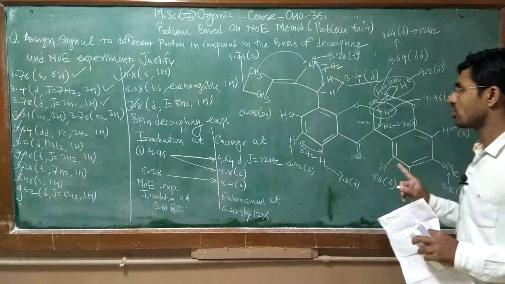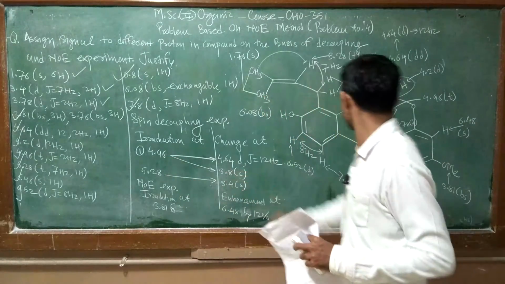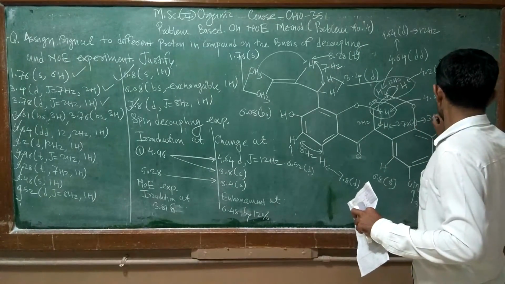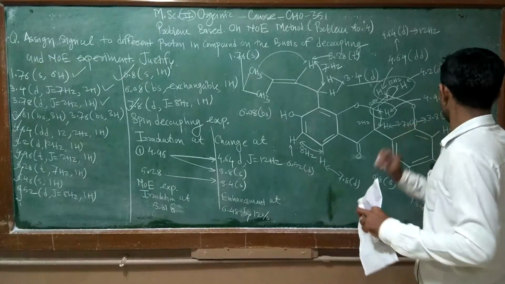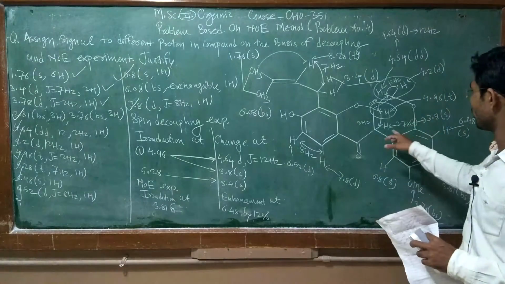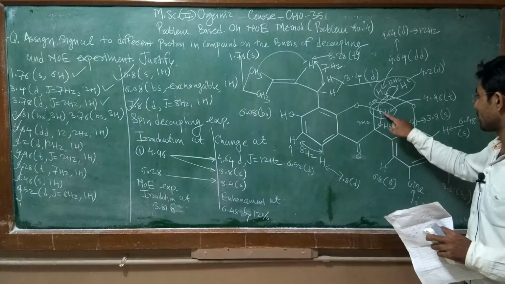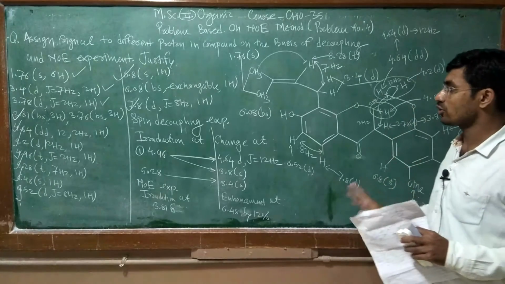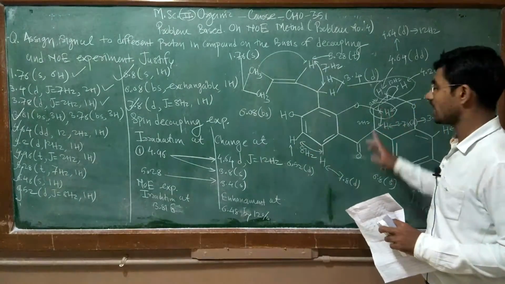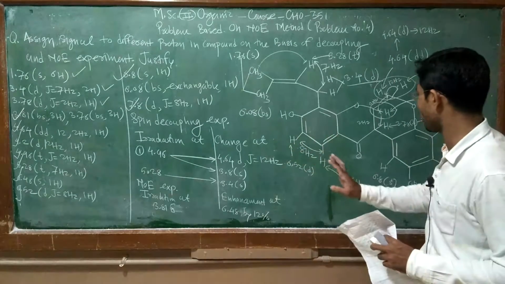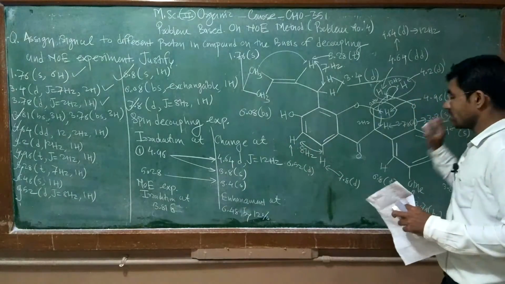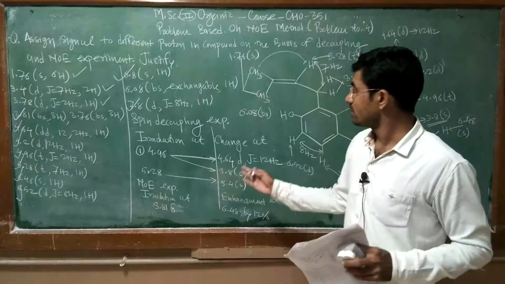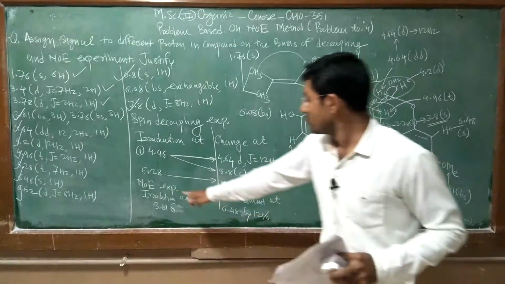Again, a second signal changes because of irradiation at 4.96: the 3.78 becomes a singlet. You know very well that the 3.78 signal is coupled with this proton with 2 Hz. That vicinal coupling is not possible because of irradiation at 4.96, so obviously it shows a singlet. So in this way we can check whether our assignment is correct or not.